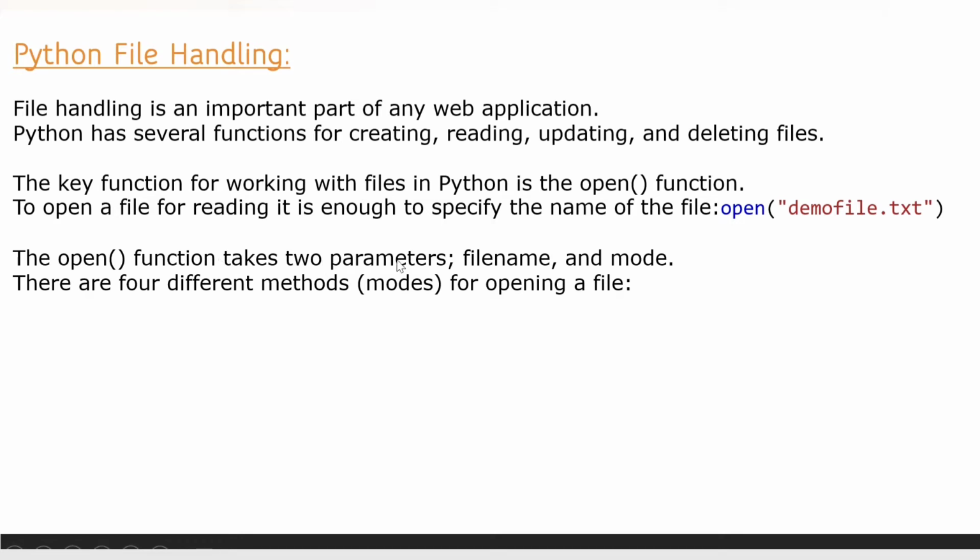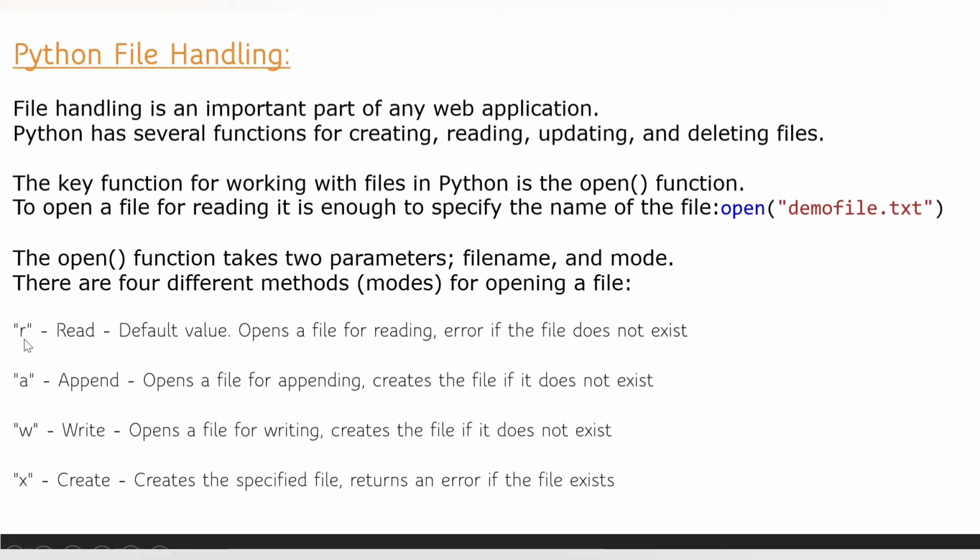The open function takes two parameters. First one is the file name and second is the mode. File name will be in this format and there are different modes. Basically there are four different modes for opening a file. First one is r. R stands for read. It is the default value. It opens a file for reading. It gives you an error if the file does not exist.